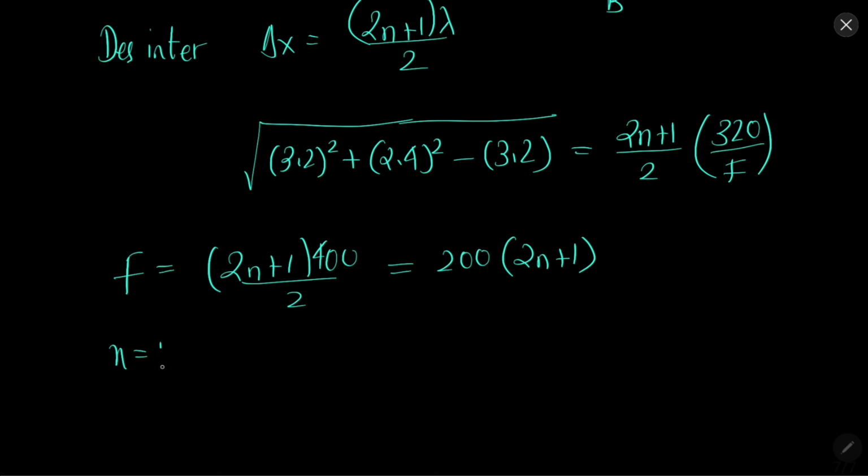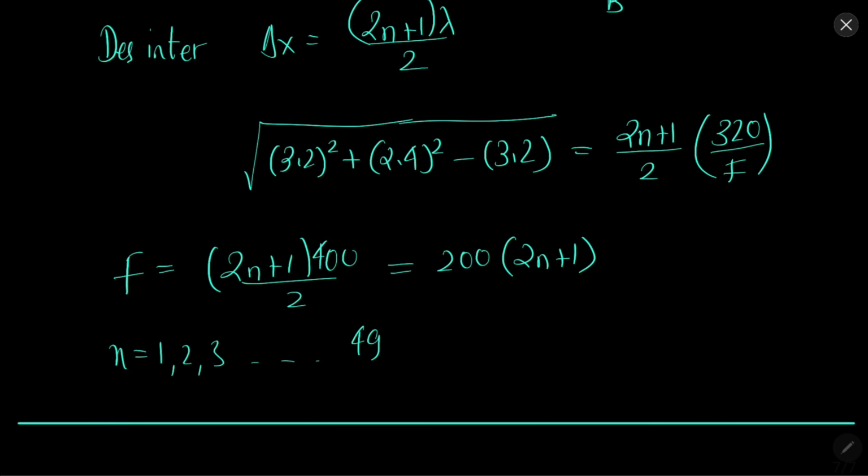So when you put the values of 1 to n, you will find that up to 49 it will be in audible range. When you put the value, you will find that up to 49 it will be below 20,000 hertz, which is audible range.